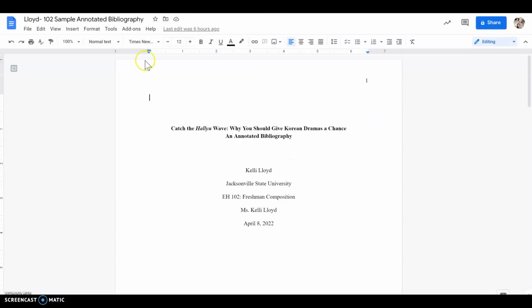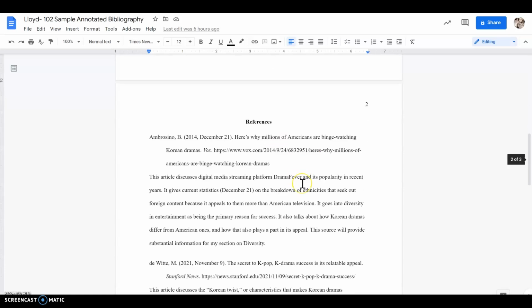Okay, so let's take a look at a sample annotated bibliography. Again, it's going to vary from class to class or professor to professor how they want you to set this up. I decided to set it up like we were going to set up our research essay. I'll talk about specifics again in another video, but you're going to do a cover page in APA style. And then this is what your annotated bibliography should look like when you get started.